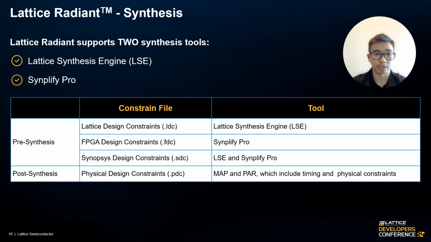Radian software supports several design constraint files depending on the synthesis tool selected and whether it is for pre-synthesis or post-synthesis consumption, as shown in the table. The SDC file is recommended since it can be used on both LSE and Simplify Pro synthesis tools. Also, there are two types of constraints, the first one being timing constraints, which are timing requirements for the design, while the second is physical constraints, which affect the physical layout of the netlist. We will talk more about the difference between pre-synthesis and post-synthesis constraints in the coming slides.